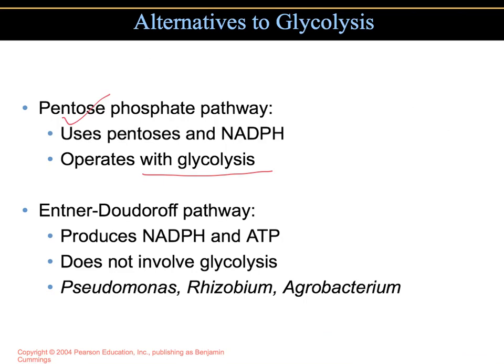Then we also have the EDP, which produces, from each molecule of glucose, 2 NADPHs, and we also have an ATP that's produced. Bacteria that have the enzymes for the ED pathway can metabolize glucose without the use of glycolysis.